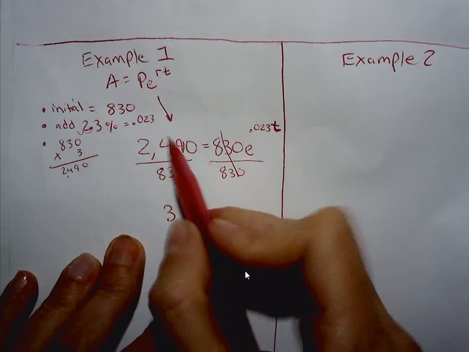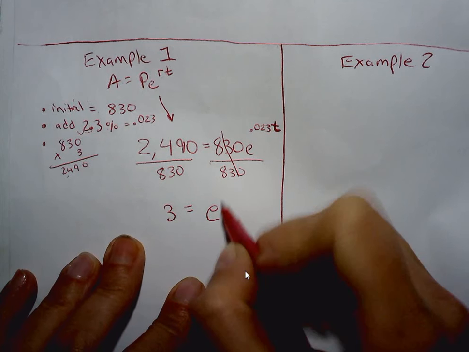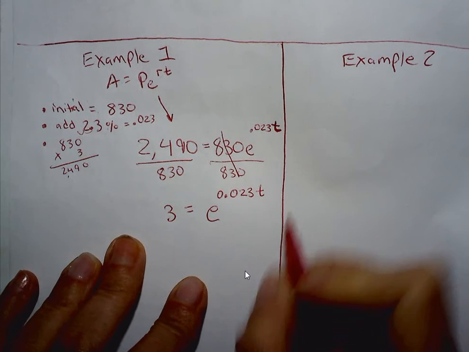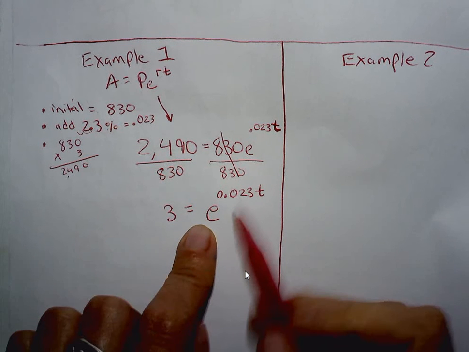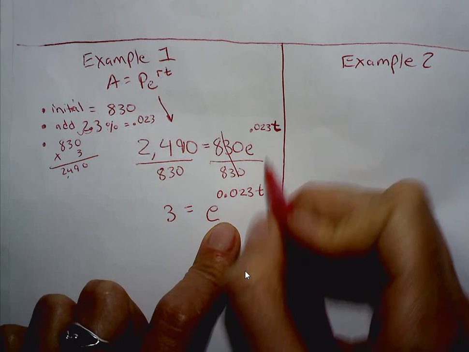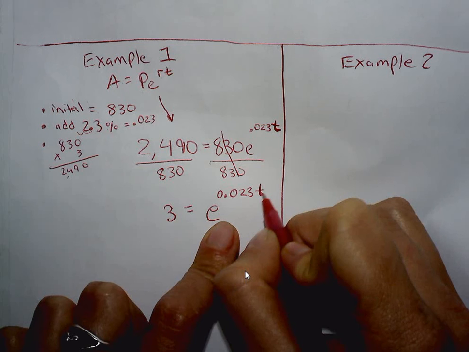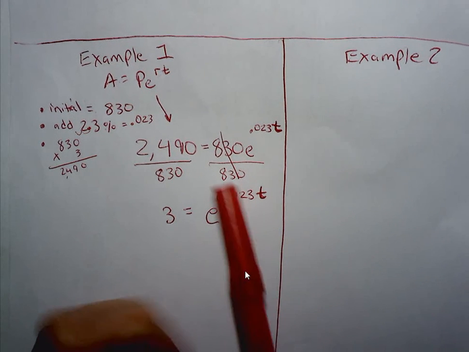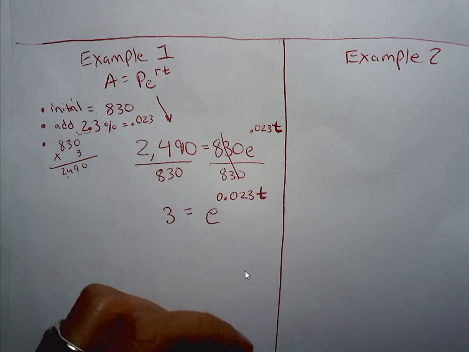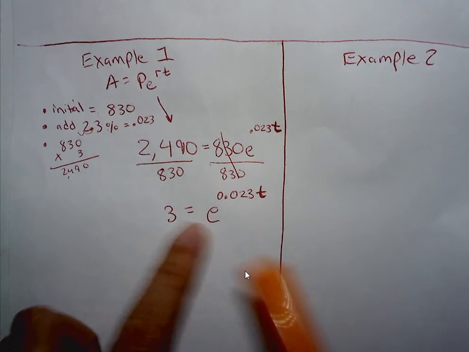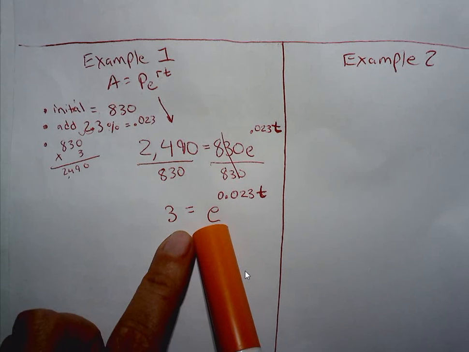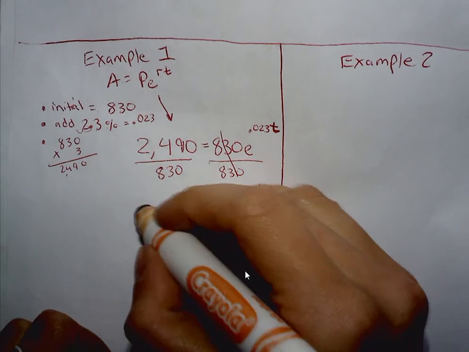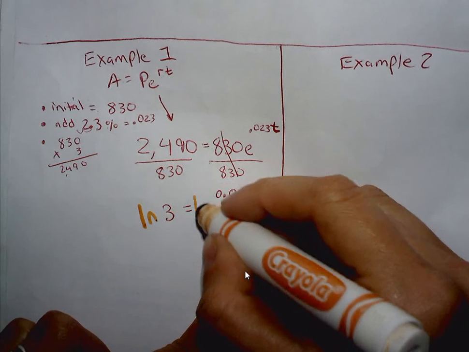e to the 0.023 to the t. Now I'm stuck with my exponent. So how do I get this t alone? Well, if I don't want it in an exponent, then the inverse operation of exponentials is logarithms. But we have this e here. Remember, I'd usually take the log of both sides, but now that I have e, we take the natural log of both sides. Natural log, ln, instead of log.